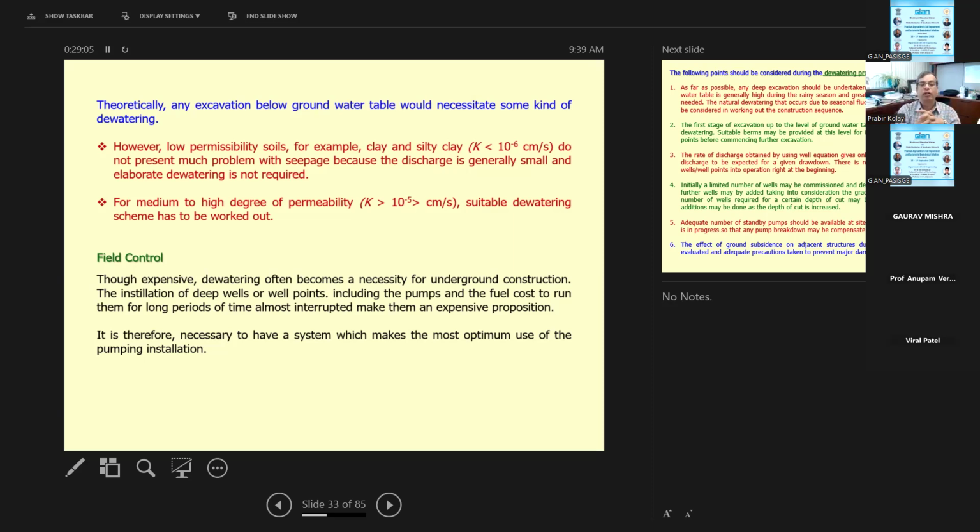Although it is expensive, dewatering often becomes necessary for underground construction. As I mentioned, if you are constructing a basement or the water table is too high, you need to reduce it, or for underlying pipe installation or anything. In that type of situation, you need to do that, although it is expensive.